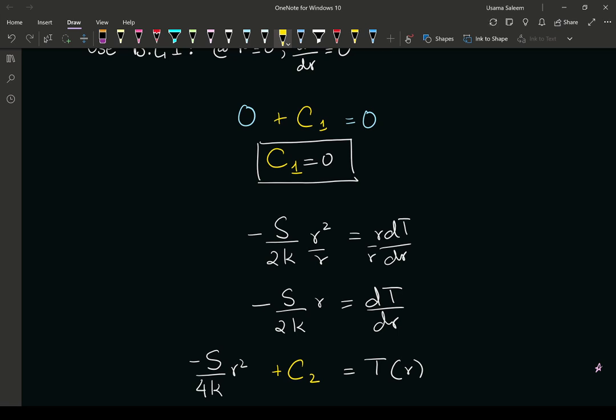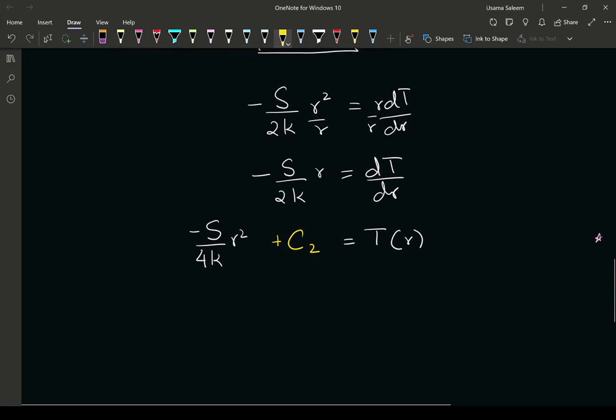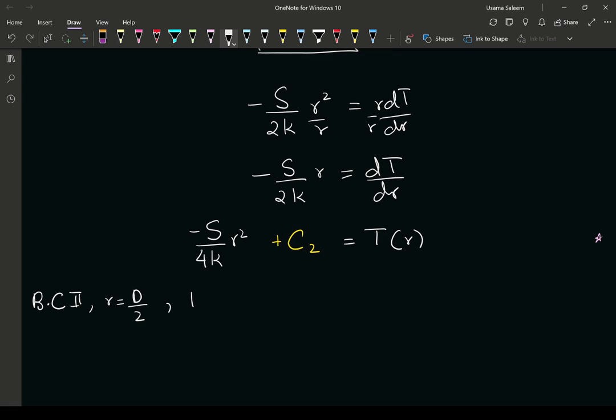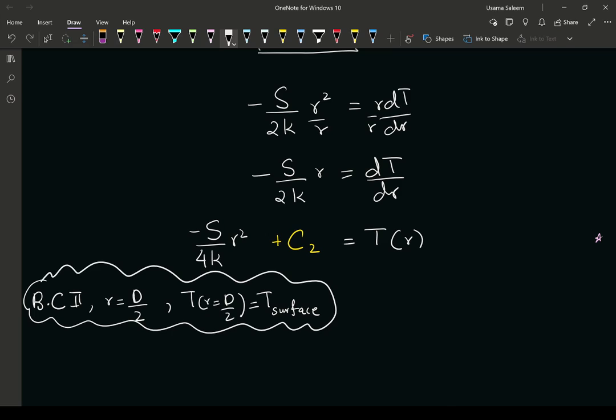And for that, we're going to be using our second boundary condition, our BC2. Okay, let me just write it here. Our BC2 said that at r equals D over 2, diameter over 2, that's just the radius of the wire, we have a fixed temperature. Let's call that T surface. So plugging this boundary condition in, what are we going to get?